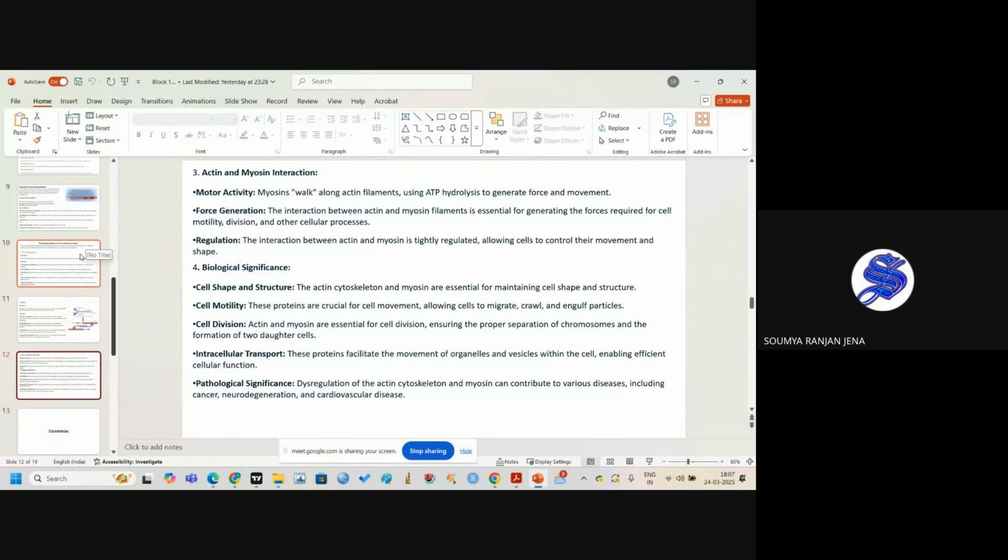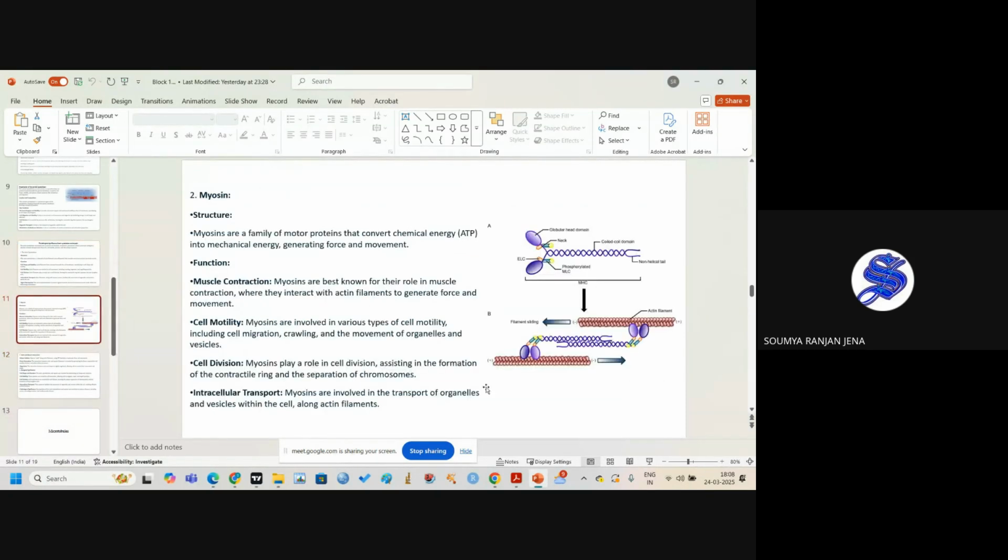Energy is required during this process. During your running process, or if you are walking, energy is utilized. If you do not have any ATP molecules or energy, you cannot walk or run. Because of this polymerization and depolymerization, this sliding occurs.